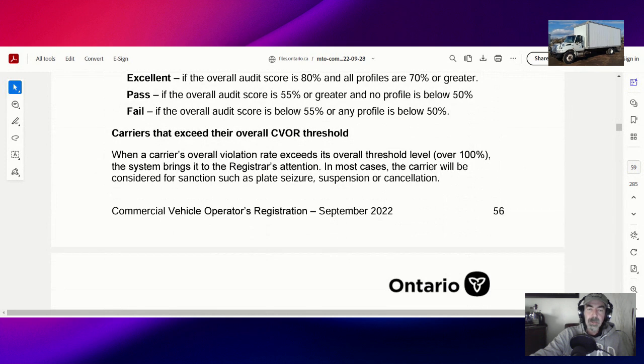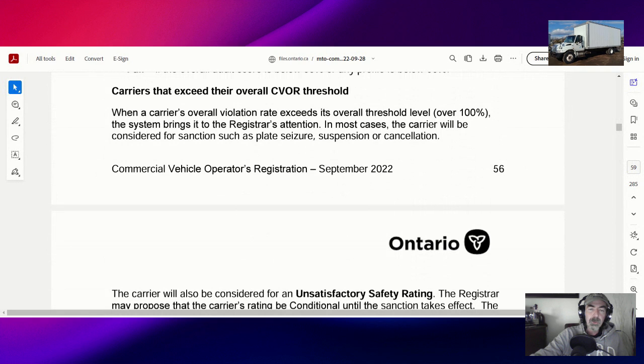Carriers that exceed their overall CVOR threshold. When a carrier's overall violation rate exceeds its overall threshold level over 100%, the system brings it to the registrar's attention. In most cases, the carrier will be considered for sanction such as plate seizure, suspension, or cancellation.